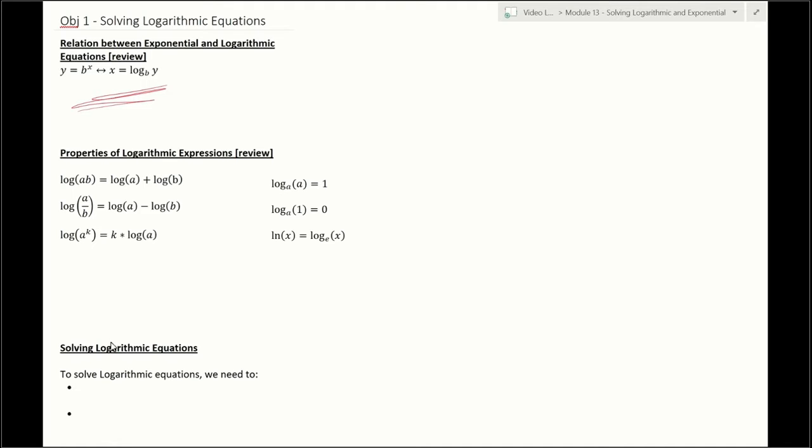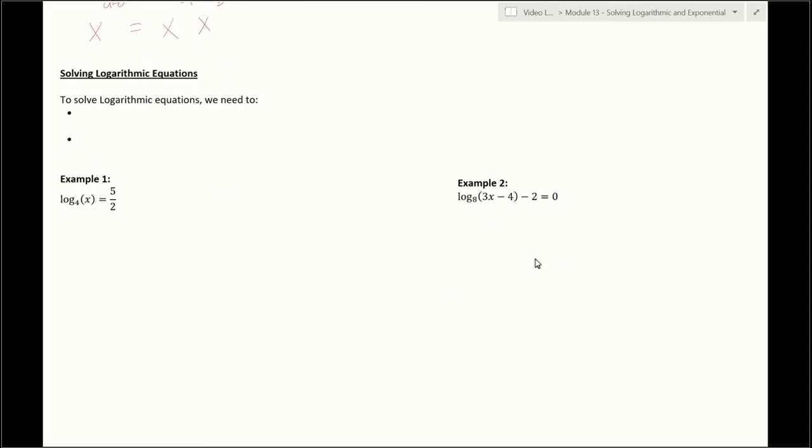And then a few other things that are going to come back into play are these properties of the logs that we looked at in Module 8. If I have log of a times b, I can peel that apart, and that's log of a plus log of b, and similarly for these other properties. Again, these are coming from these exponential properties. If I have x to the a plus b, that's the same thing as x to the a times x to the b. Because again, we have this inverse relation between exponentials and logs.